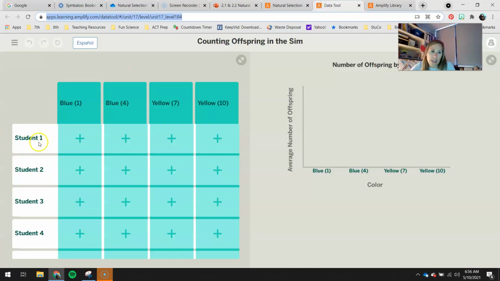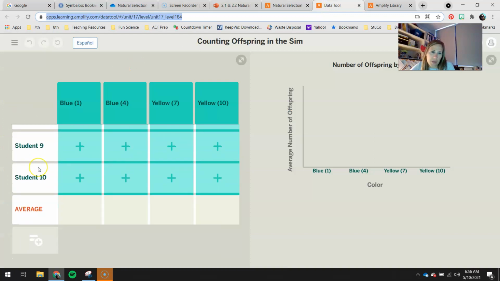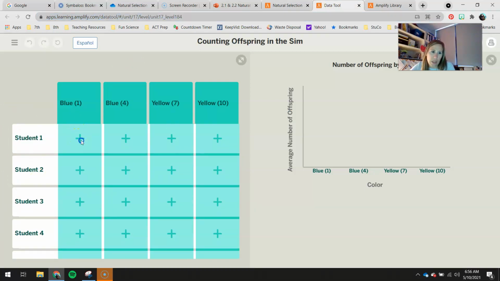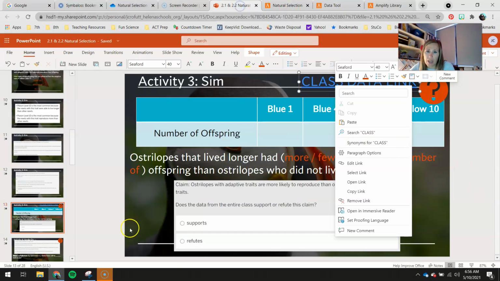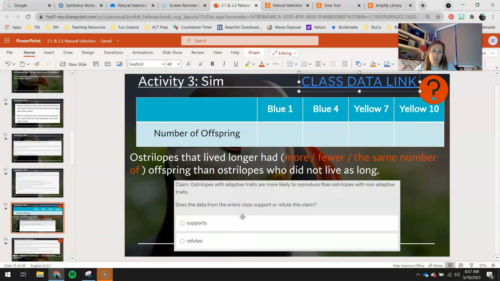And then you guys are going to pick the next available student. And you guys will click on the plus sign to enter your numbers in, and then we'll be able to look at a graph of our class data. So once you guys have your data table filled out there, make sure you add your data into there. And then answer these 2 questions.